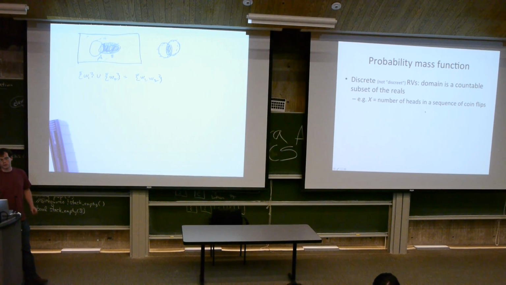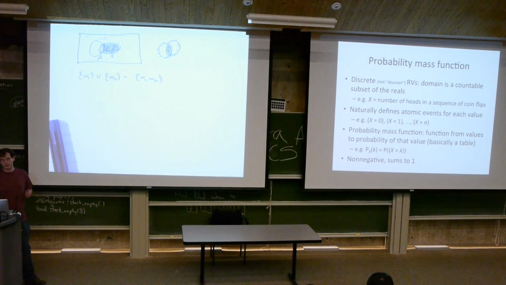One example of that we mentioned before was the number of heads when you flip a coin a bunch of times. If we want to talk about the probabilities of various events for that, there's a natural definition of events, which is just one event for each value that it can take on. So for the coin flips, we could have an event that the total was 0, an event that the total was 1, up to an event that the total was n. If we then assign a probability to each of them, we get what we call a probability mass function. That's a function from values of the random variable to the probability that the random variable takes on that value. So that's basically a table.